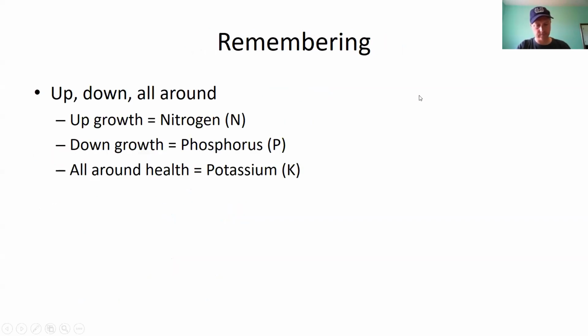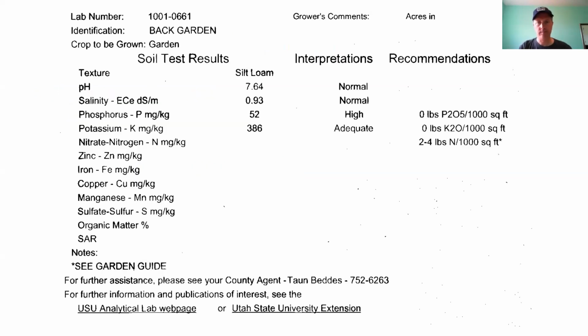So what these numbers do, in a really oversimplified way, but it helps you remember: up, down, and all around. The nitrogen gives you a lot of green growth. The phosphorus is for root growth, and then the potassium is used in a lot of different areas of the plant for both rooting and photosynthesis. And so that's what the numbers are for, or what they do.